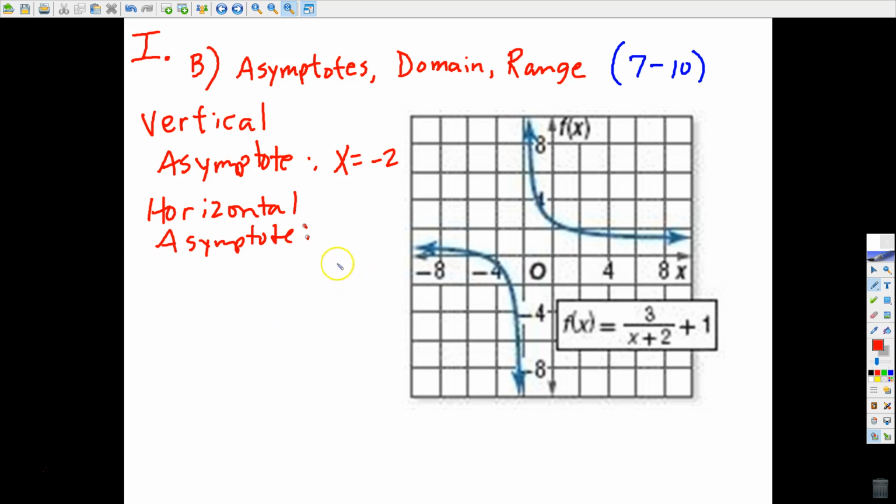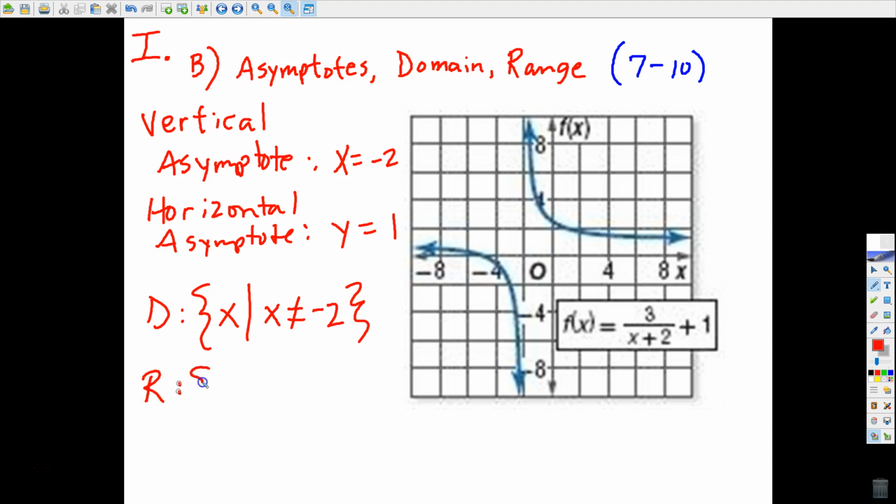And Maggie, can you tell us what that is? Y equals 1. Very good. State the domain and range. We'll start with the domain. So Devin, it will be all x such that x is not -2. Okay, can't let x be -2.